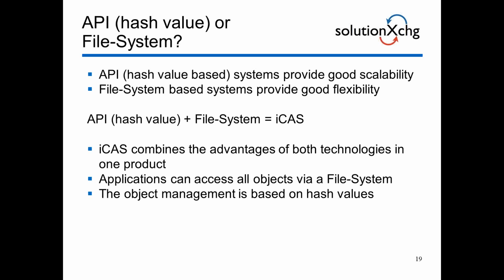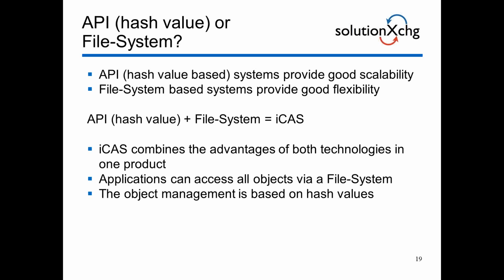Now, the API interface by nature was always hash value based, but iTernity actually brought the hash value mechanism feature also into its file system gateway or a virtual file system interface, and therefore it basically creates a solution that provides the best out of both worlds of the main technologies out there. You get the scalability through the hash value mechanism as if you had an API integration, but the flexibility, the easiness of integrating different applications and using the system for applications that are not necessarily certified, but that can just write to a file system if you need WORM compliance for that data as well.